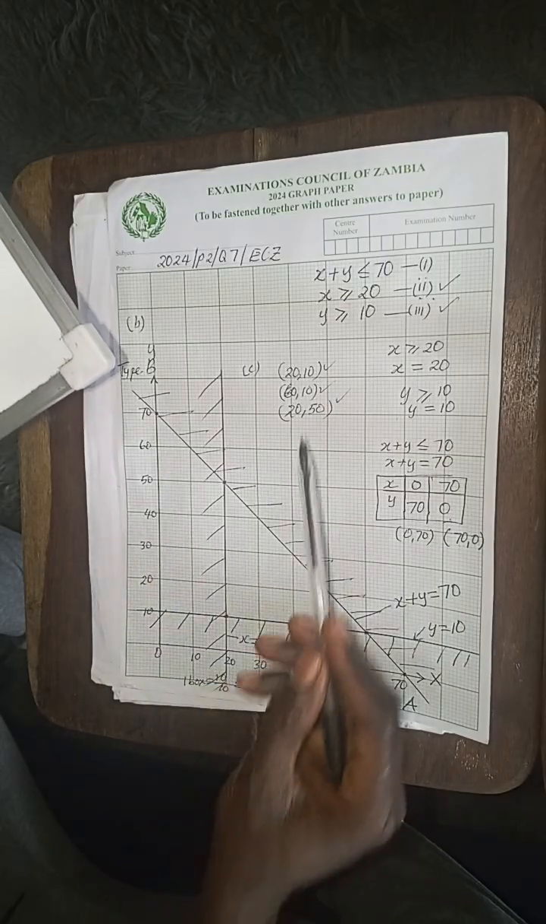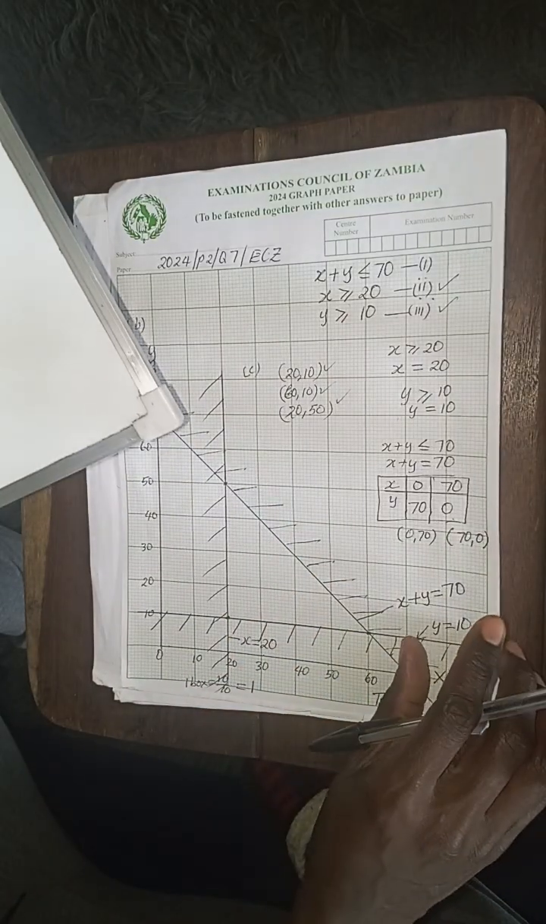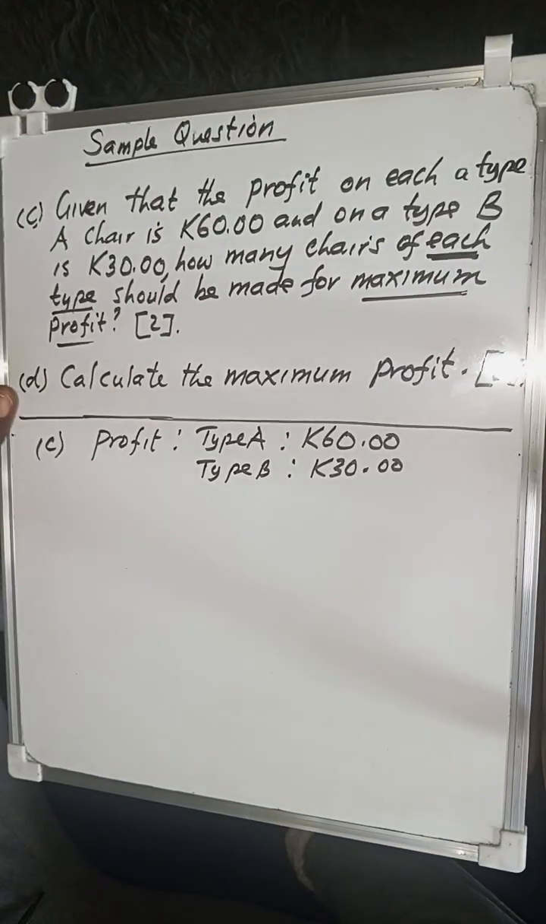40 and 30, you can pick them up. But please try first of all what is on the boundary there and which one will give you the maximum profit. Let me show you what exactly I mean.